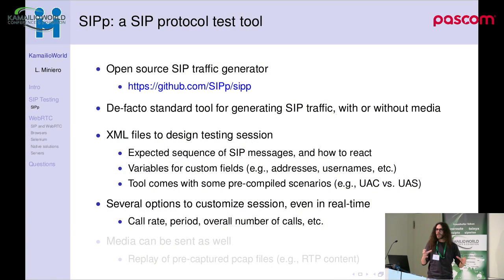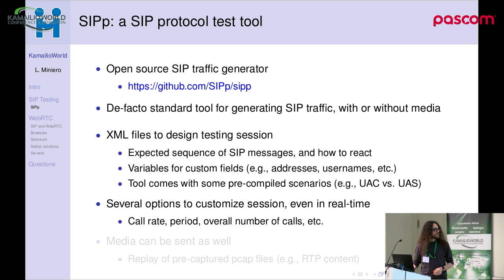And there are also options to customize the session, as I was saying, even in real time. So for instance, you started with, let's say, a rate of 50 calls per second or something like this. There are ways to increase this dynamically from the simple SIPp console application, so that you can actually change a bit the dynamics of the scenario that you are trying to reproduce.